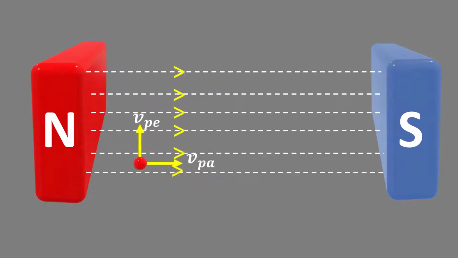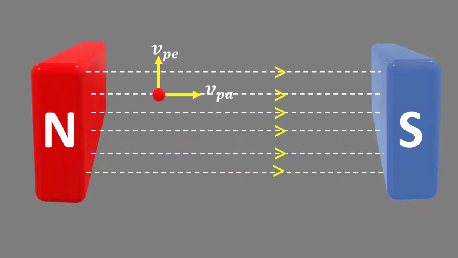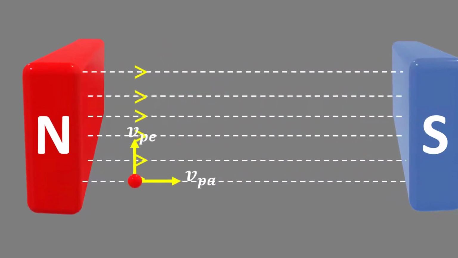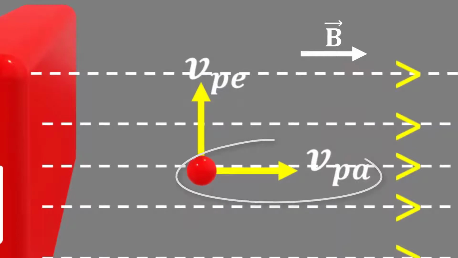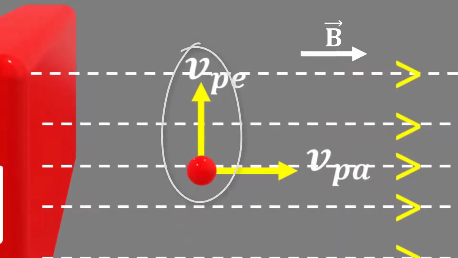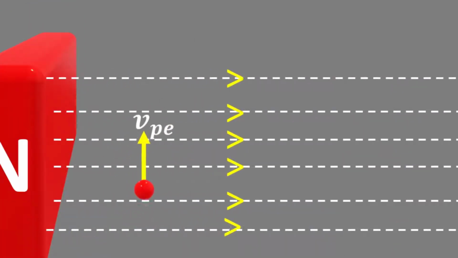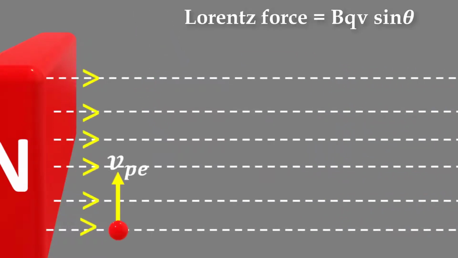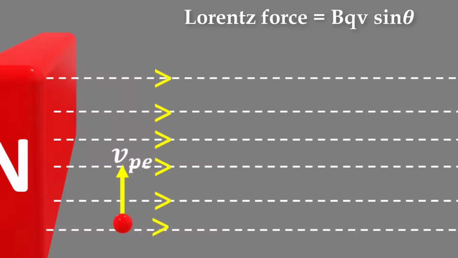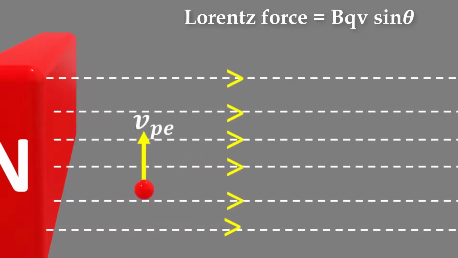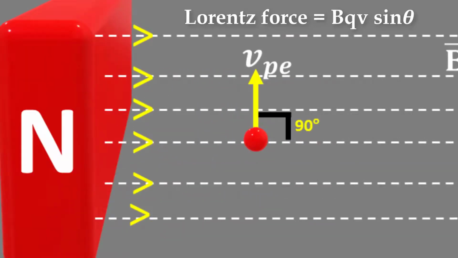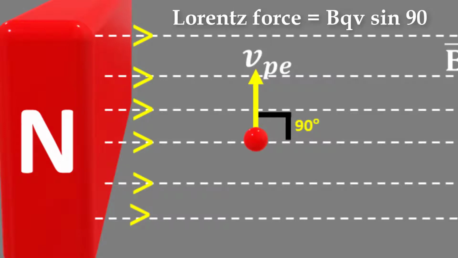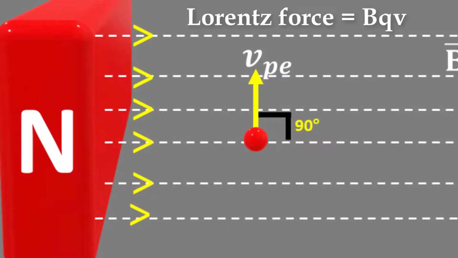Any particle moving with some velocity can be split up into two components. One component is parallel to the magnetic field, while the other component is perpendicular to the magnetic field. First, consider the velocity component which is perpendicular to the magnetic field. The magnitude of the force is given by the Lorentz force, B q v sin theta. Since the angle between B and v is 90 degrees, the magnitude of the force is B q v.